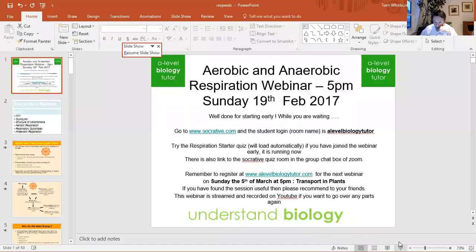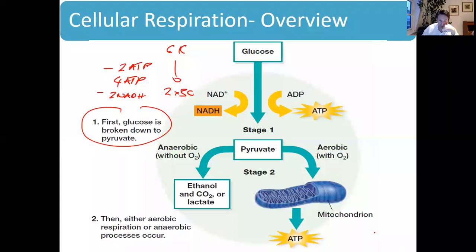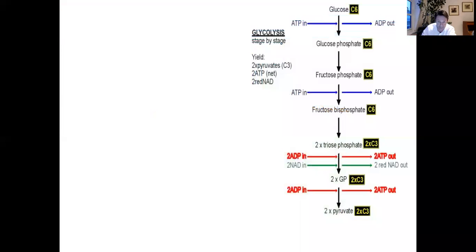So back to this. Now we go glucose to pyruvate, and then all of this occurs in the mitochondrial matrix. So you then have the link reaction and the Krebs cycle, which occur in the matrix of the mitochondrion.